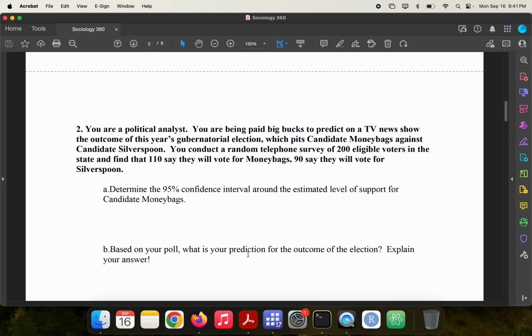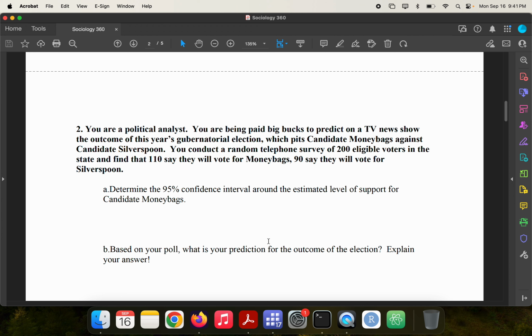Moving to the next one, the political analyst question. Most people had a pretty easy time with the confidence interval. If you want to know why we use p times 1 minus p, or p hat times 1 minus p hat in the estimated version, over n for the sampling variance of a proportion, you can see my text, where do standard errors come from? I'm not going to get into that too much here. Now, this is a fascinating question. Based on your poll, what is your prediction for the outcome of the election?